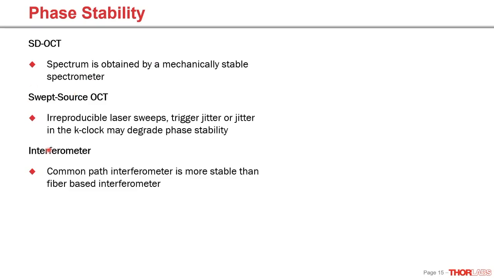Whereas for swept source, everything needs to be controlled very tightly in order to get a phase stable measurement, because there can be jitter in triggering, in the laser sweep that may not be perfectly reproducible, or there are disturbances in the K clock, which may cause phase jitter in swept source. And also there's the interferometer. I mentioned that the SD system can oftentimes be realized with a common path interferometer. A common path interferometer will be more phase stable than a fiber-based interferometer, where you really have fiber motions that can change the phase of your sample or reference light for that matter.